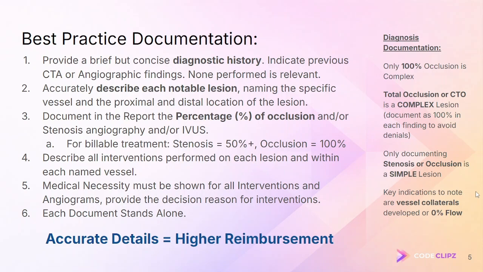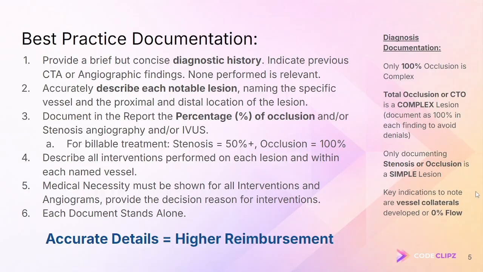Medical necessity needs to be shown for all interventions and angiograms, and these need to provide the decision or the reason for your interventions. One good example of this is IVUS. Sometimes you'll see a physician perform a pull-through, so they'll document that they did IVUS from the aorta all the way to the SFA, and this would not be counted as multiple IVUS. It would be counted as one, especially if there were not findings that were being followed up on and it was just a general pull-through.